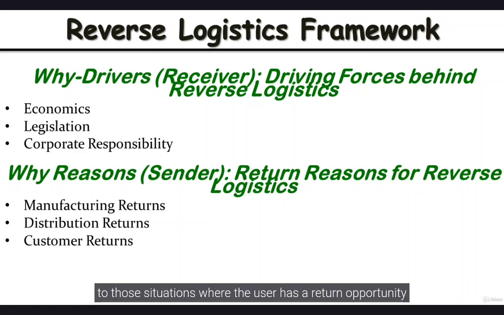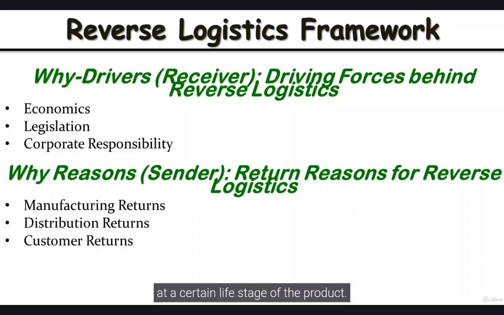End-of-use returns refer to those situations where the user has a return opportunity at a certain life stage of the product. This refers to leasing cases and returnable containers like bottles, but also returns to second-hand markets such as the one for used books. Finally, end-of-life returns refer to those returns where the product is at the end of its economic or physical life as it is. They are either returned to the original equipment manufacturers because of legal product take-back obligations, or other companies, like brokers, take them for value-added recovery.